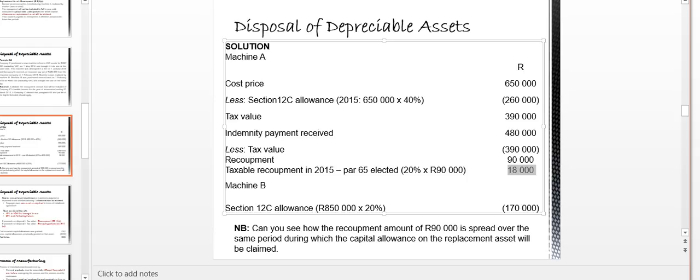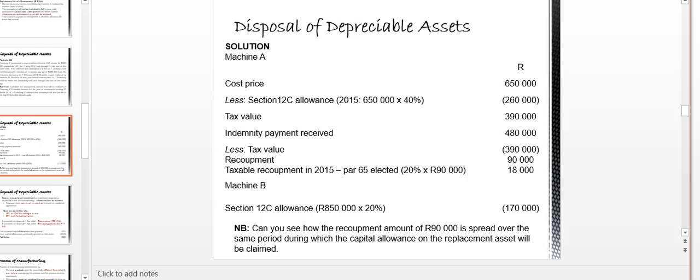Okay. And then we purchased machine B for 850,000 Rand, excluding VAT. Again, that's very important. This also qualifies for the Section 12C allowance because it's a manufacturing asset, but it was a used machine which we bought. It wasn't a new machine, so it only qualifies for a 20% allowance in the first year of assessment. So the Section 12C allowance for machine B is 170,000 Rand, which we may deduct when we calculate our taxable income.